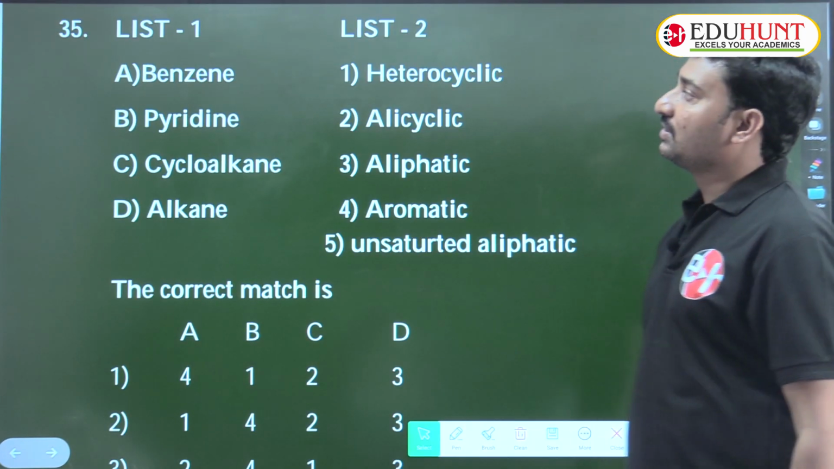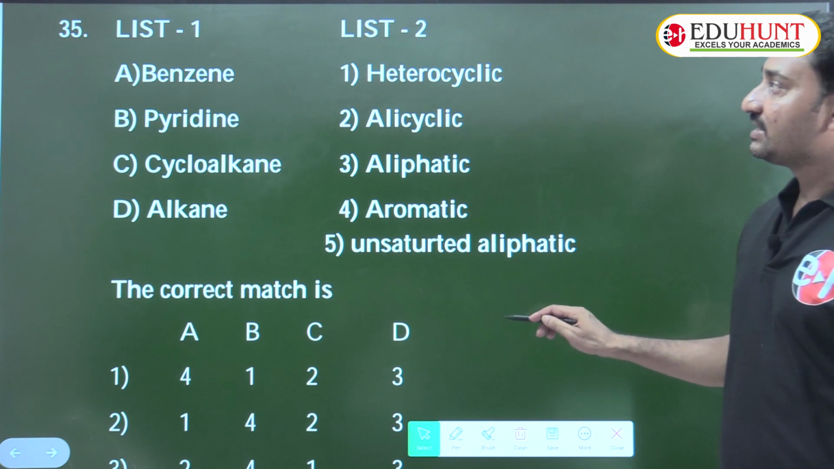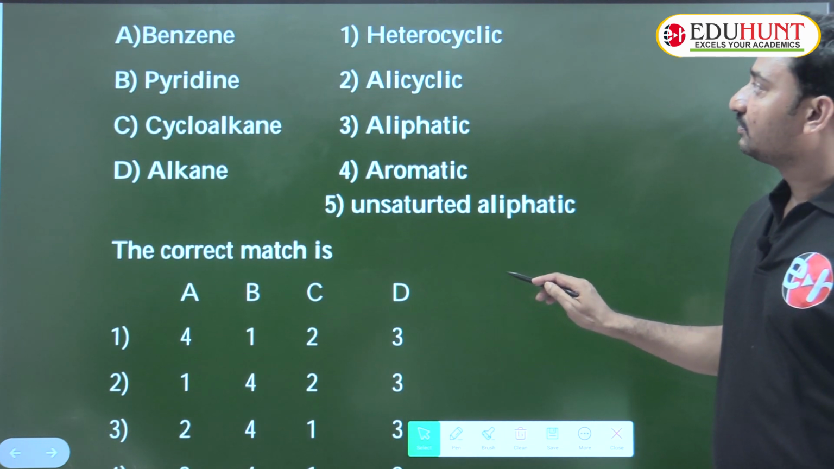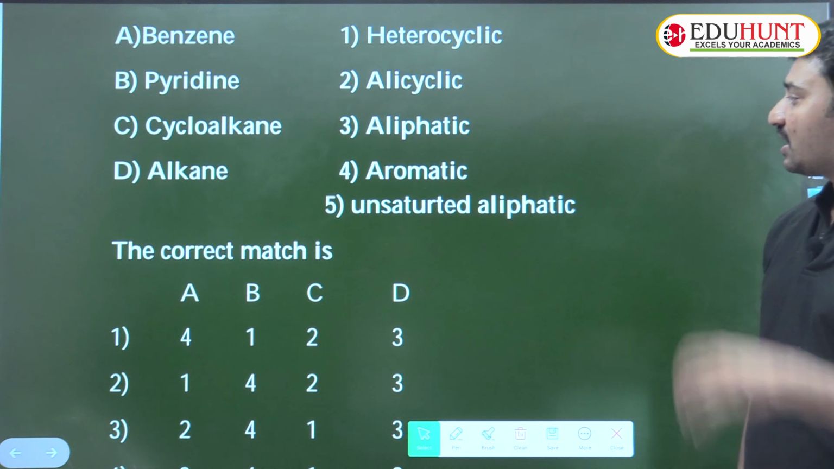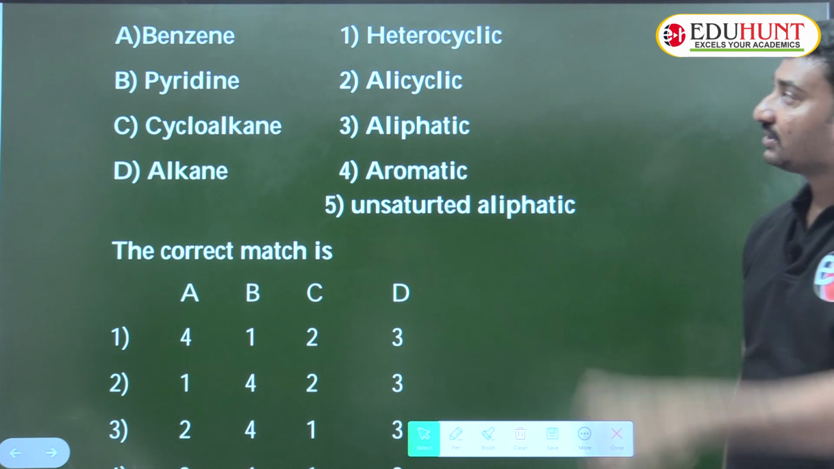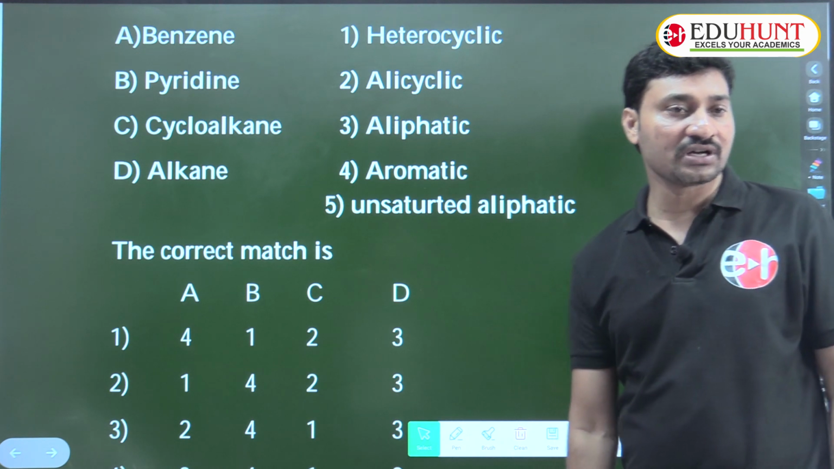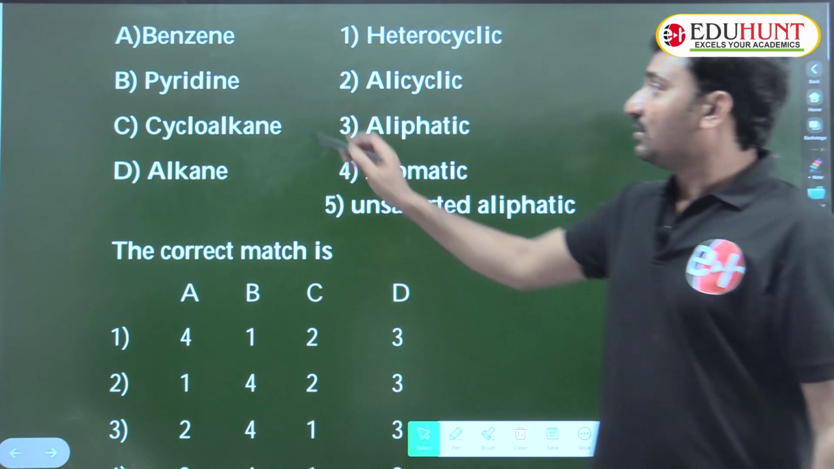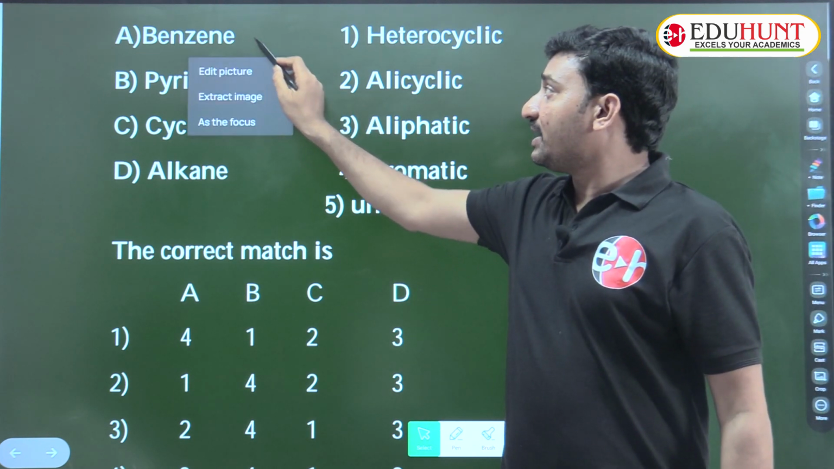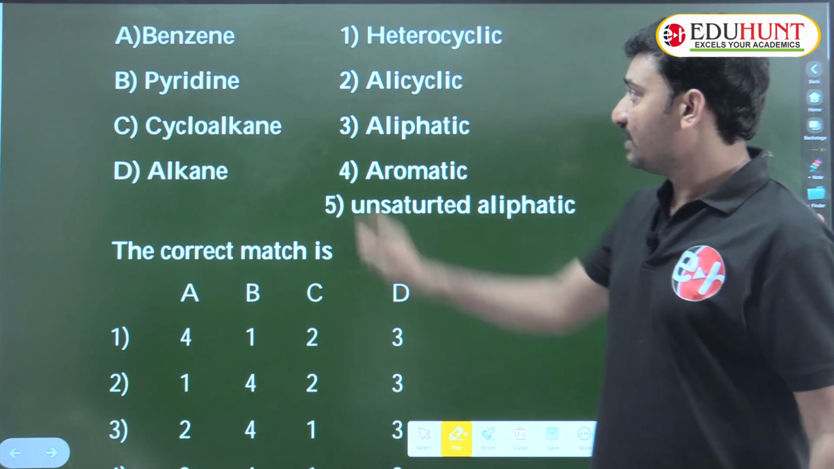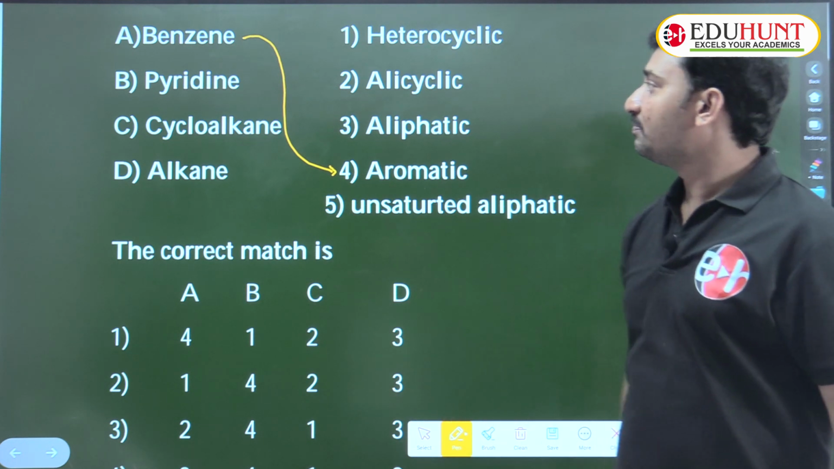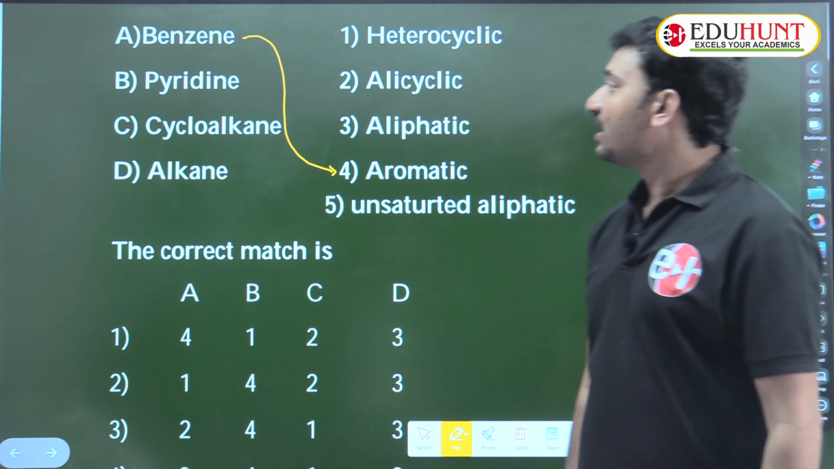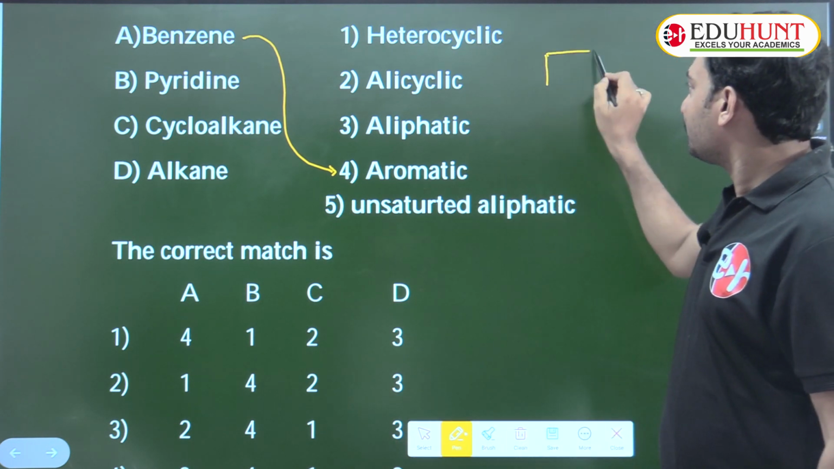Next question. List 1 and list 2 matching type question. Benzene, heterocyclic, alicyclic, aliphatic, aromatic. Benzene we know, this is a well known compound. It's an aromatic compound. This is the parent compound of aromatics, benzene. Pyridine is also a heterocyclic aromatic compound.